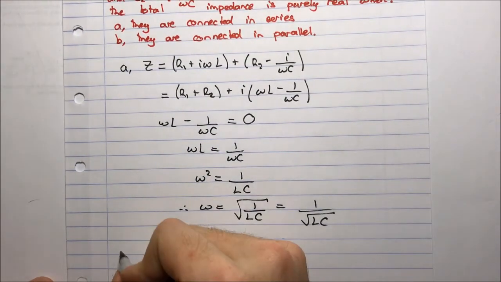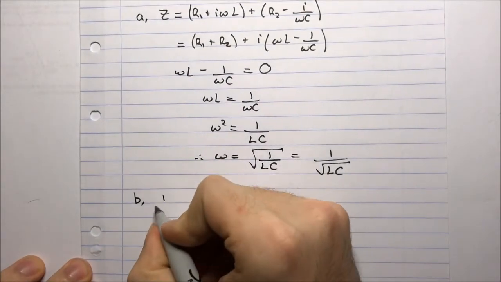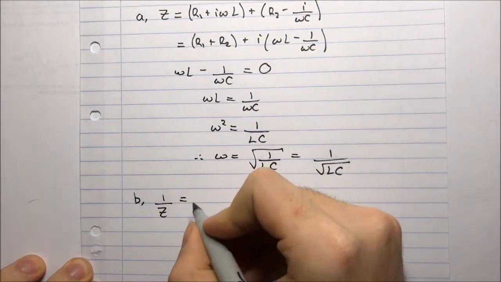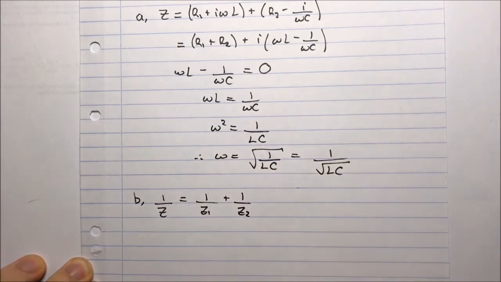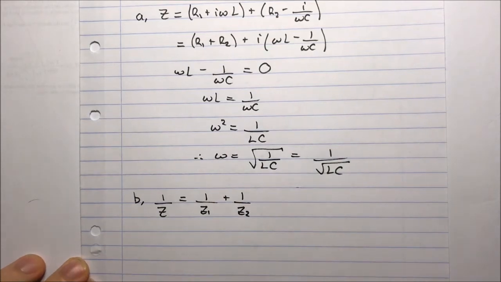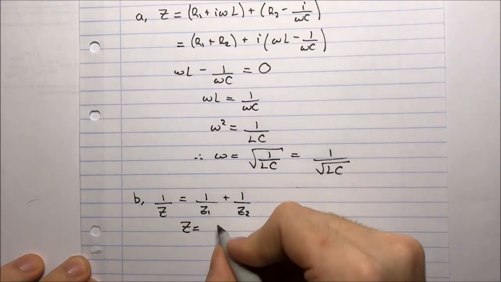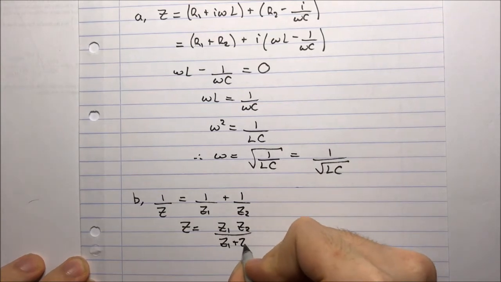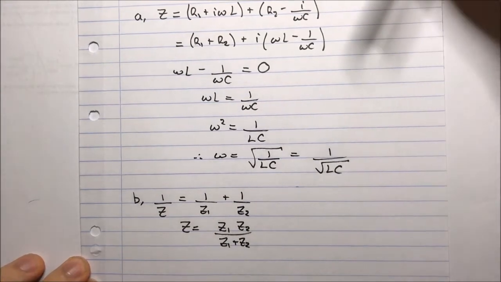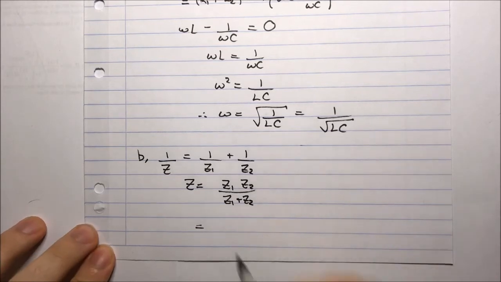Alright, so the next part, part B, they're now connected in parallel. So my formula is 1 on Z equals 1 on Z1 plus 1 on Z2. Now if I make a common denominator here, and then I reciprocate both sides, I'll get Z equal to Z1 times Z2 divided by Z1 plus Z2. And now I can go ahead and substitute in my values. So the algebra here is going to get a little messy.